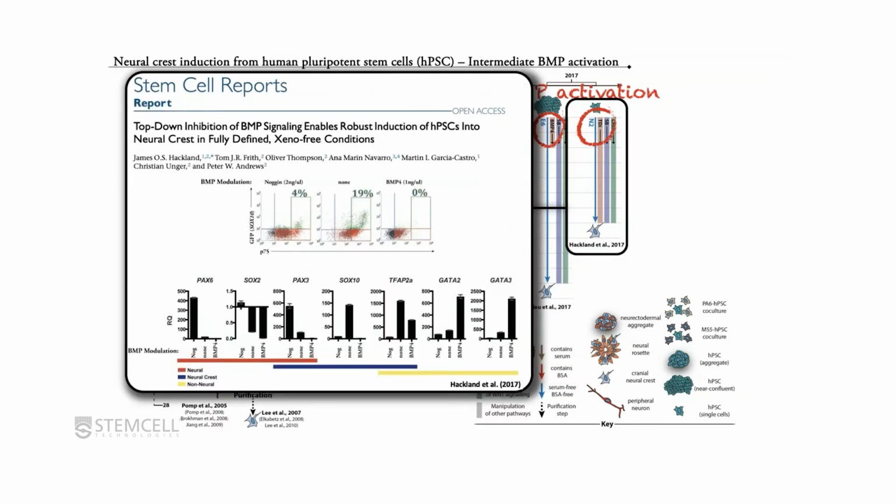In the same year, my colleagues and I at the University of Sheffield published our own work on the role of BMP signaling. We showed that in the right conditions, human pluripotent stem cells respond to BMP inhibition by upregulating central nervous system associated genes like PAX6 and SOX2, while in the presence of BMP4, they instead upregulate non-neuroectoderm associated genes like GATA2, GATA3, and AP2 alpha. It's only in the presence of a moderate degree of BMP activation that neural crest can be induced.